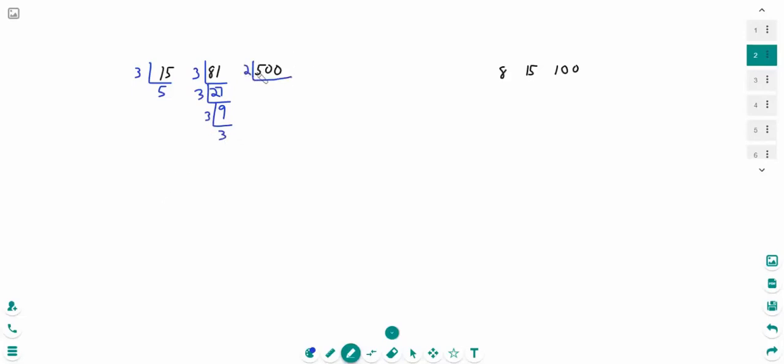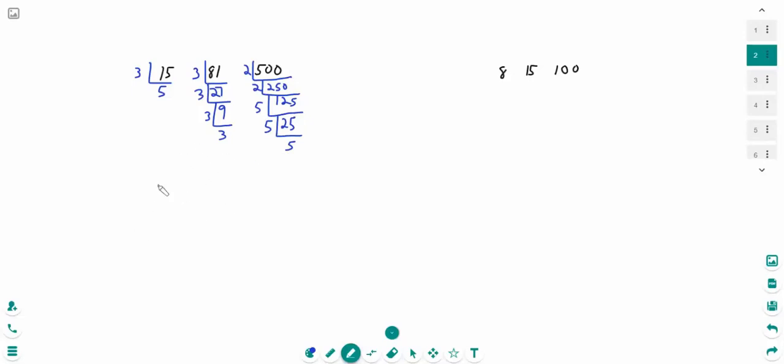And then we have 500. Well, 2 can go into 500, that'd be 250. 2 can go into 250, that'd be 125. 5 can go into 125. Well, let's see, 5 can go into 12 twice with a remainder of 2. So let's say I have 25. 5 can go into 25 5 times. And there we go, we've got them all factored.